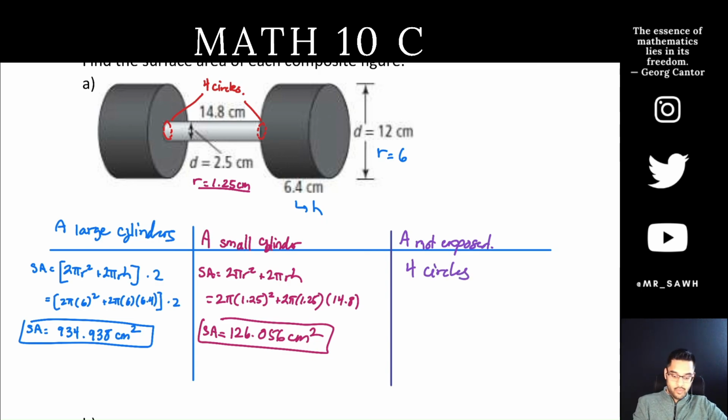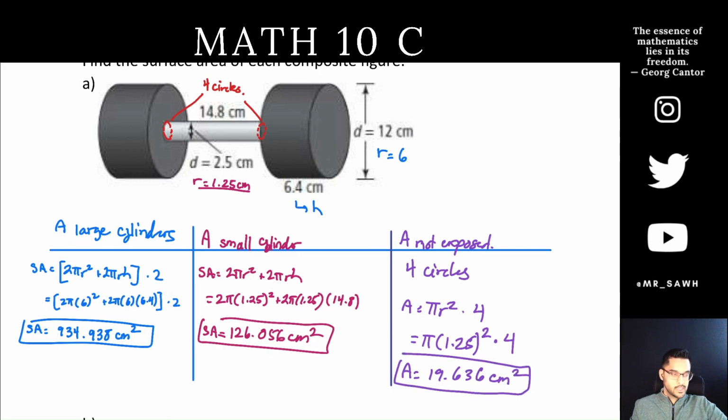The area of one circle is pi r squared, but then we'll multiply by 4 because there are 4 identical circles. So pi, the radius of that circle, 1.25, we'll square it. That'll get us one of them. Multiply it by 4, for all 4 circles, 2 from each side. So our total area is 19.635 centimeters squared.